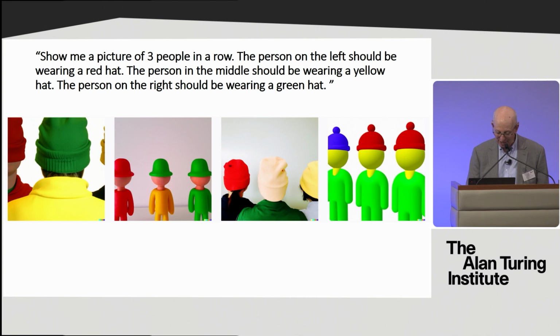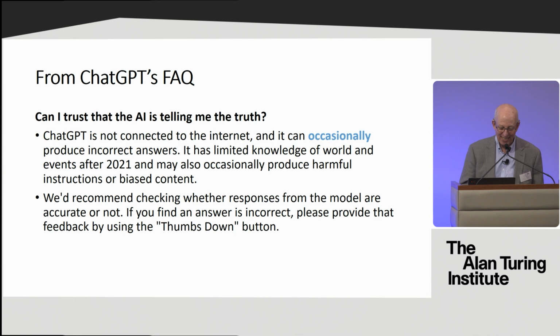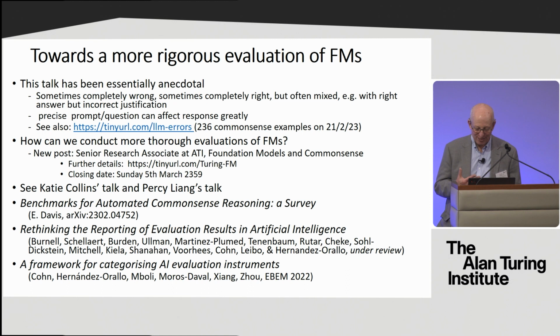So I did lots of other experiments, but I didn't repeat this here. Basically, I had very little success with spatial relations and DALL-E. I do notice, if you look at the FAQ for ChatGPT, it does say it can occasionally produce incorrect answers. Well, I'm pleased to know that. But most of the errors it's made here have nothing to do with its knowledge stopping after 2021. This is irrespective of that. It's basically data agnostic.